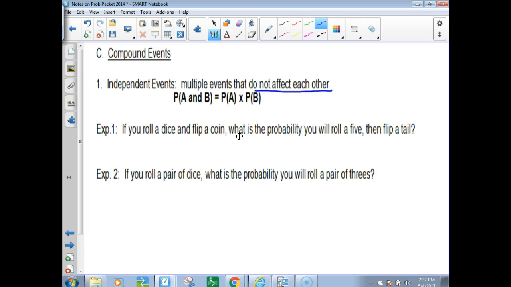So if you roll a dice and flip a coin, the probability that you roll a 5 would be 1 out of 6. And then you would multiply that times the probability of flipping a tail on a coin, which is 1/2. So the probability of both of these things occurring is 1 in 12.